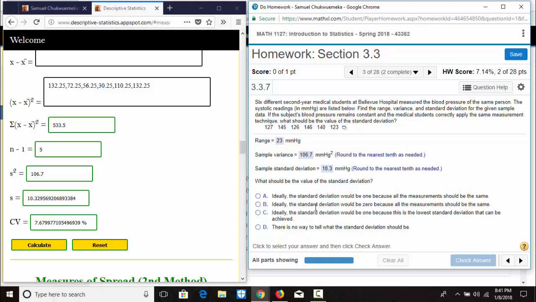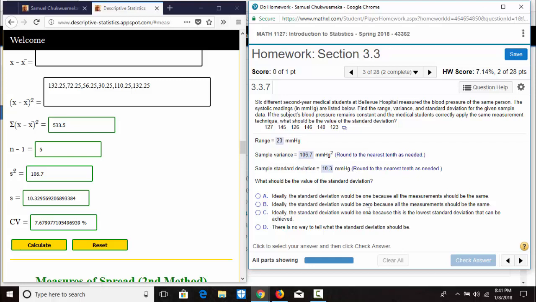C. Standard deviation would be 1 because this is the lowest standard deviation that can be achieved. Okay, we strike it off. All the measurements will be the same anyway, and there should be no deviation. D. There is no way to tell what the standard deviation should be. No, that's not true.